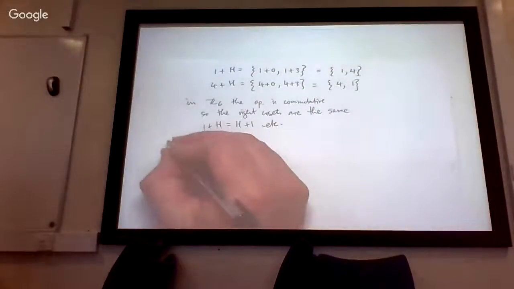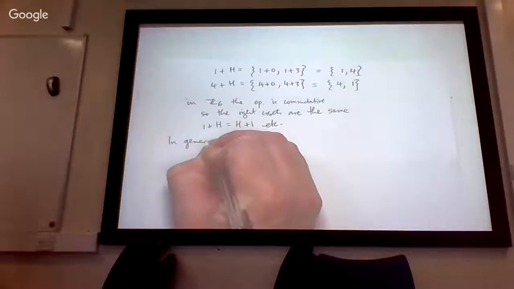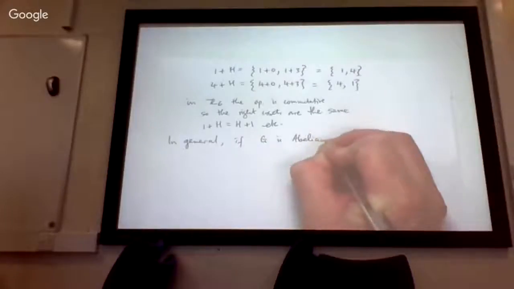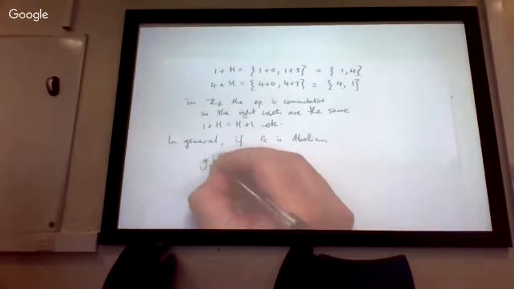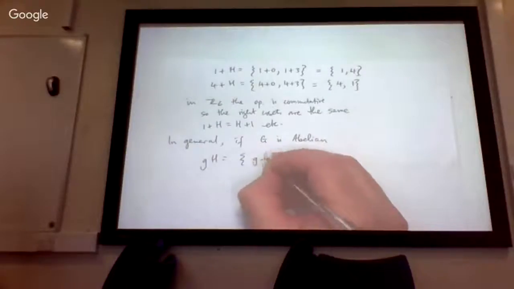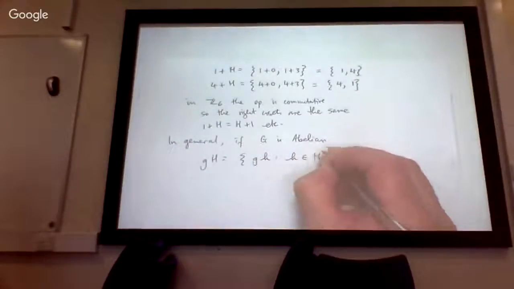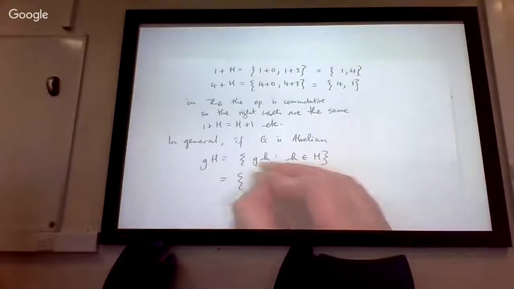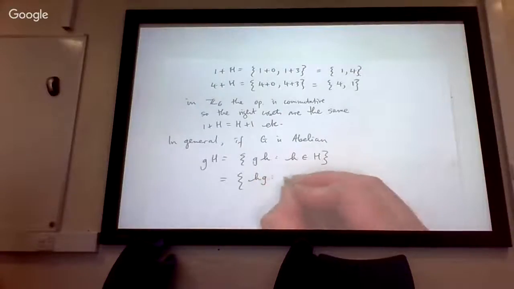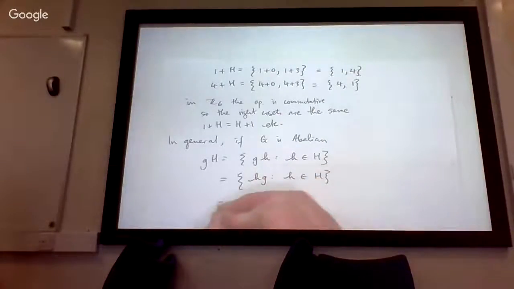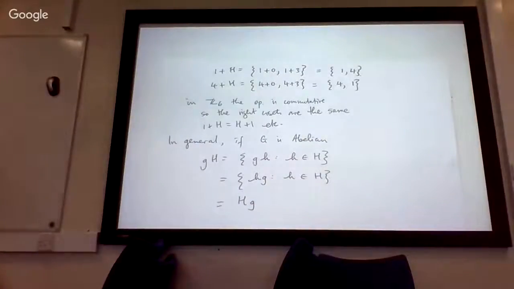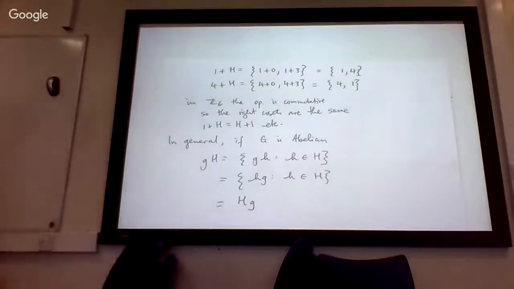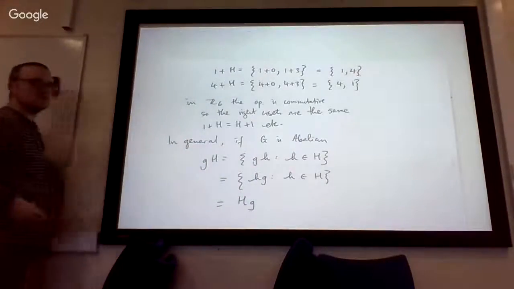So in general, if G is abelian, if the operation is commutative, then little g times H, which is the set of all products little g times little h, as little h ranges over the elements of the subgroup H. Well, because the operation is commutative, each element gh is equal to hg. So what you're looking at is exactly the right coset represented by g. Because each little product like this is the same as the product the other way around. So the left coset is going to be the same as the right coset.